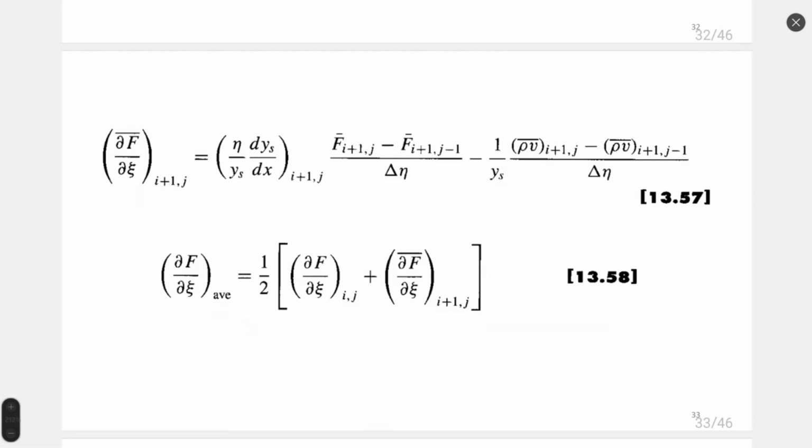How it's done, for example, taking the previous equation which we saw, we will calculate the average derivative as one half of the sum of derivatives calculated between two different points. Okay, we have the previous point from corrector.